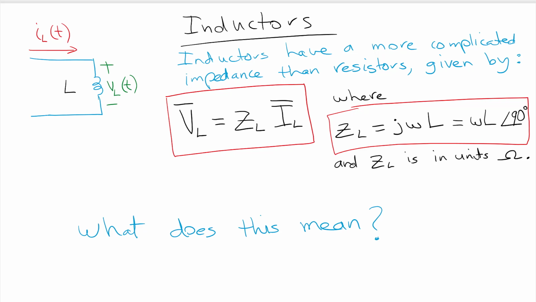Now the representation of j, the imaginary operator, makes this entire term imaginary. And if we were to plot it on the complex plane, it would be a vector pointing up at 90 degrees. So it would be right on the positive imaginary axis. It's also important to note that the impedance of the inductor is given in units of ohms, just like it is for resistance, because the dimensionality of this expression has to be obeyed: the current times an impedance is going to give you a voltage.